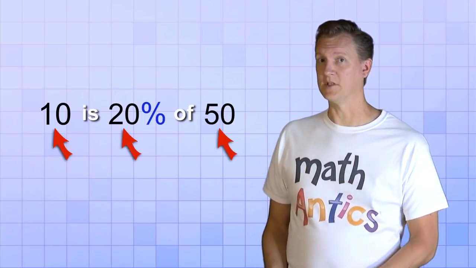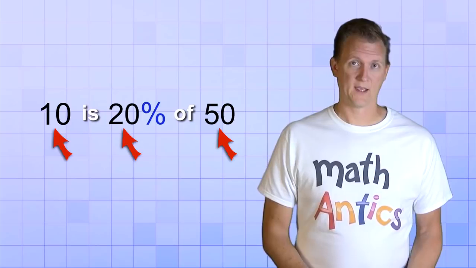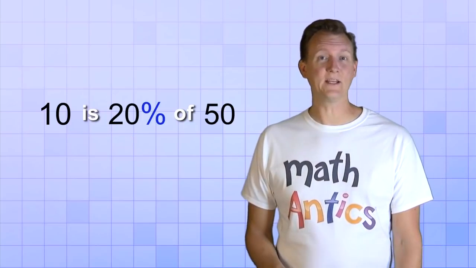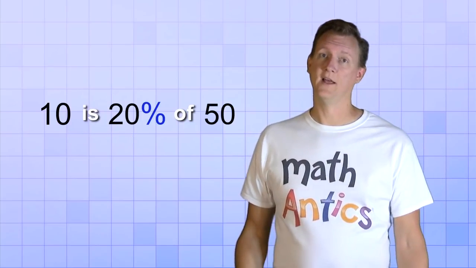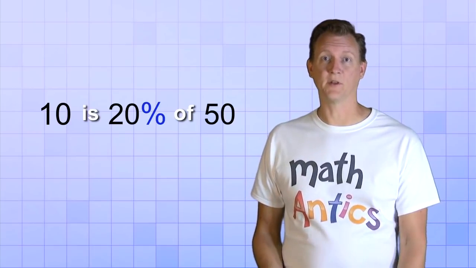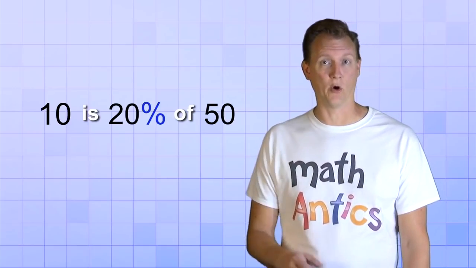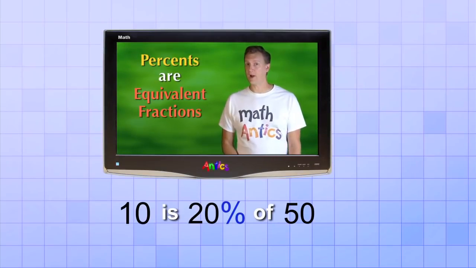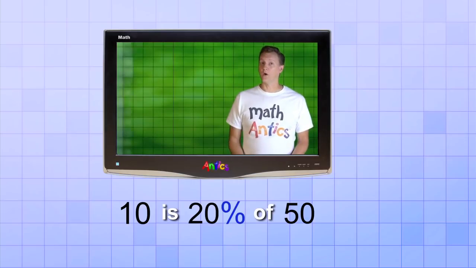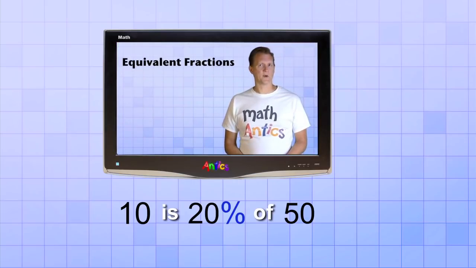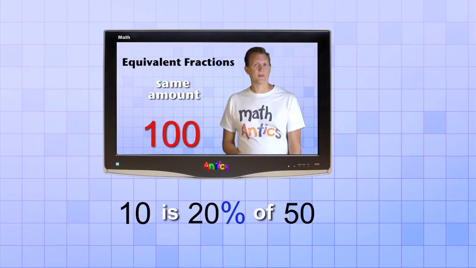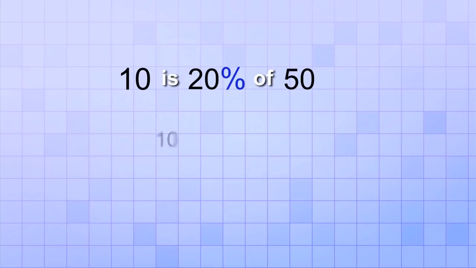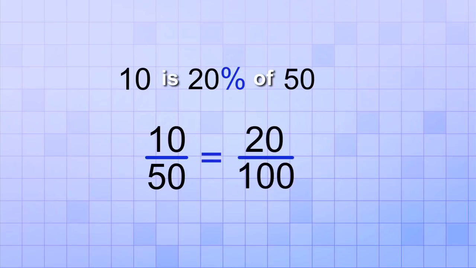Let's look closely at that statement for a minute. Notice that there's three different numbers in it, 10, 20, and 50. And that's because a percentage is really a relationship between three numbers. Well, actually it's a relationship between four numbers, but the fourth number is always 100, so you always know it. To see what I mean, think back to our video about percents and equivalent fractions. In that video, we learned that a percent is really an equivalent fraction that has 100 as the bottom number. So we could rewrite our statement like this. 10 over 50 equals 20 over 100. This is exactly the same as saying that 10 is 20% of 50.